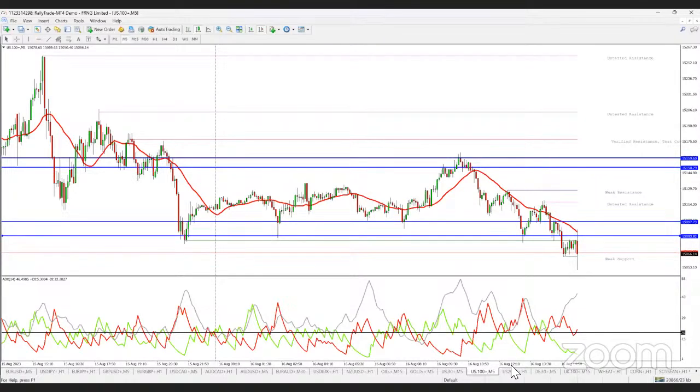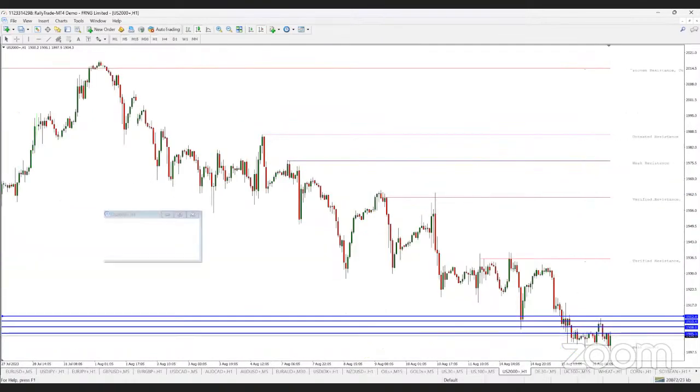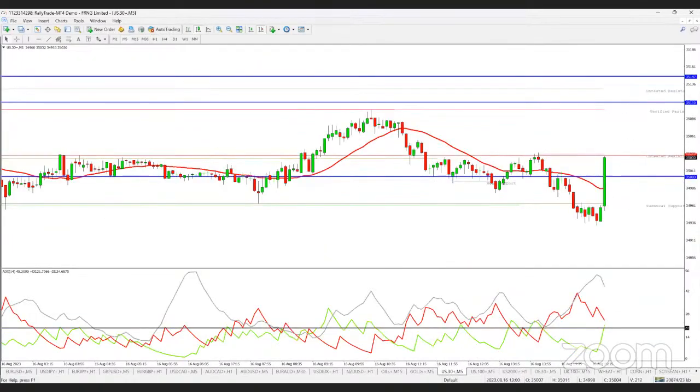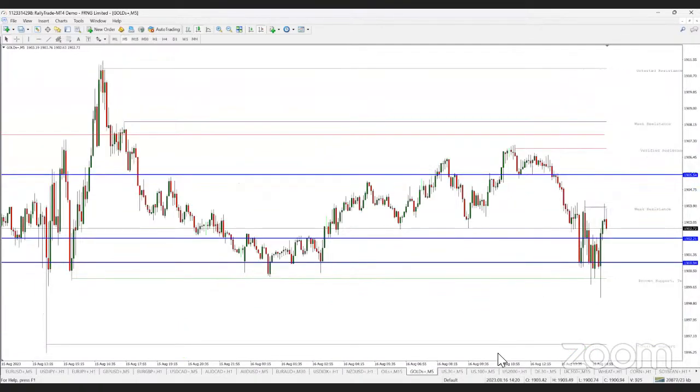So for US 2000, I said I am going to be buying, and US 30, I am going to be buying. Of course, it's still pushing up. Gold is still going to be a little bit of a buy before you exit.